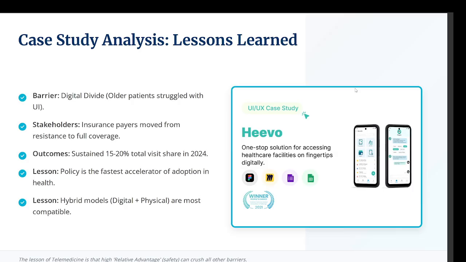This is the second case study analysis. What are the lessons learned in this case study? Basically, the widespread adoption of telemedicine between 2020 and 2025 offers several valuable lessons for healthcare innovators and entrepreneurs. First, it highlights the importance of relative advantage. Telemedicine clearly demonstrated improved access to care and reduced exposure to infectious disease. Second, compatibility was strengthened because telemedicine aligned with the urgent need to maintain services without face-to-face contact.